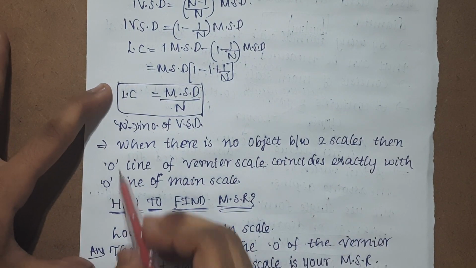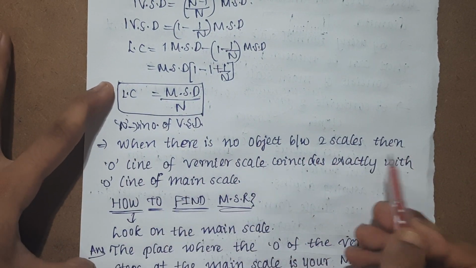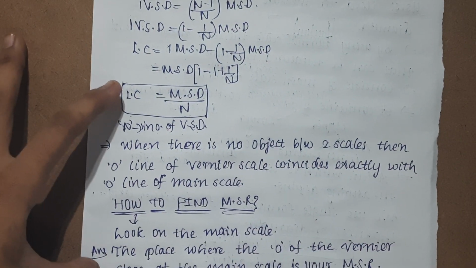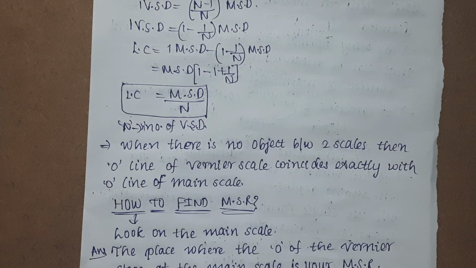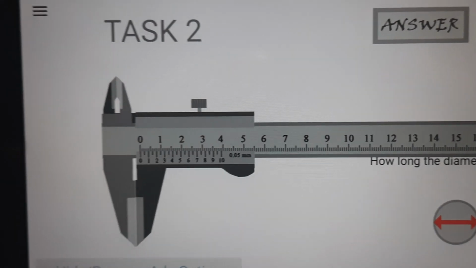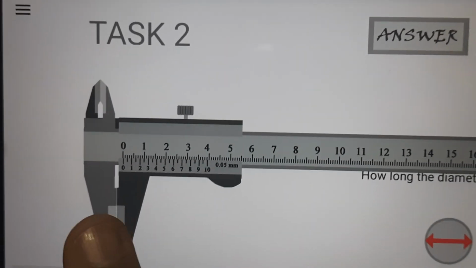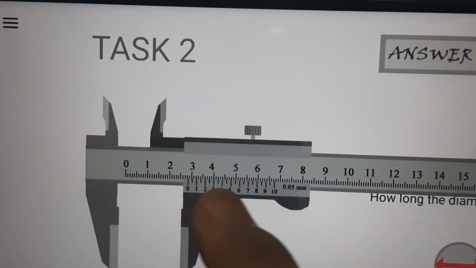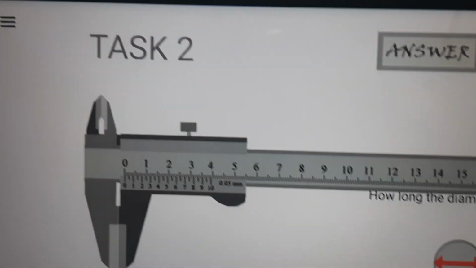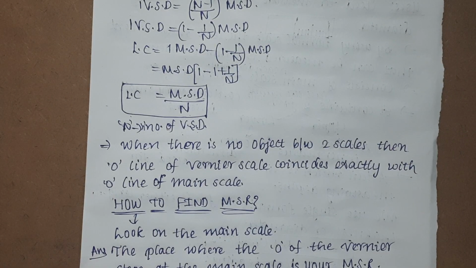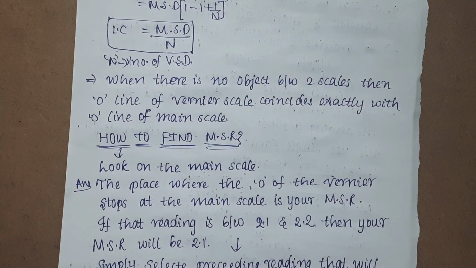And when there is no object between the two scales, then the zero line of the Vernier scale coincides exactly with the zero line of the main scale. This is how it looks. Here the zero lines of the main scale and Vernier scale are coinciding exactly as there was no object between these two scales. Now, how can we find MSR?